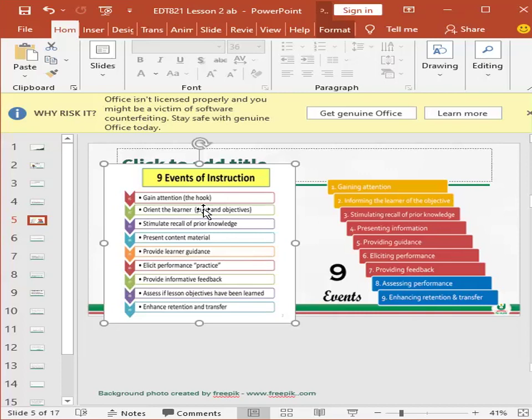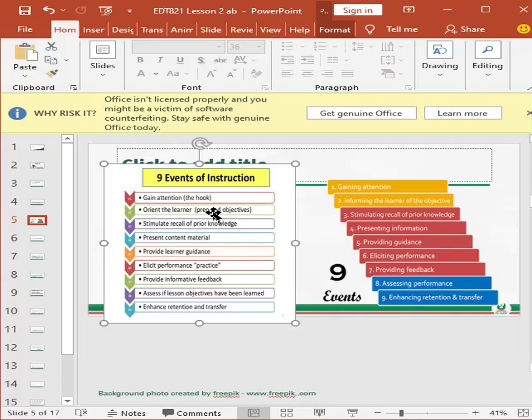All the instructional materials that you designed, I want you to make use of during presentation. You can put this up. Let them see. Just to arouse the interest of the learners. That is the first event of instruction according to Robert Gagne.